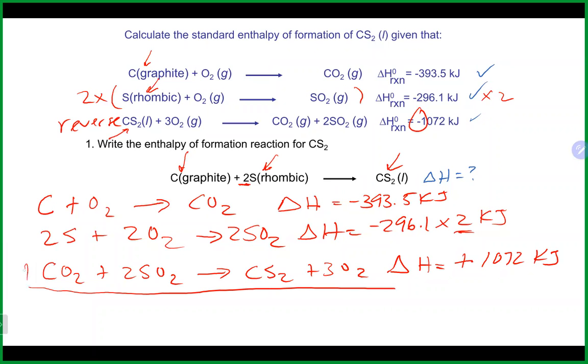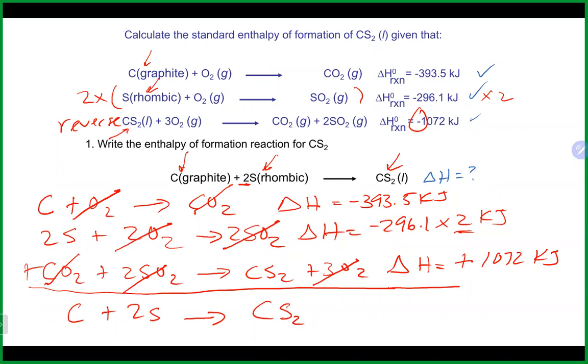So let's see. We have CO2 on the right and left, so they will cancel. We have, in this case, SO2 on the left and SO2 on the right, so they will completely cancel. And in this case, we have 3 O2s on the right, 2 on the left, and 1 more makes 3. So all those guys will cancel. And that is everybody, I hope, at this point. So we got carbon plus 2 sulfurs on the left and CS2 on the right.